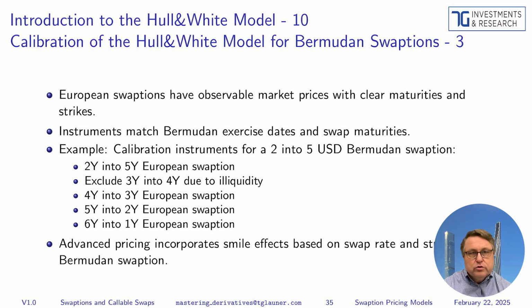We do not include the 3-year into 4-year European swaption, as we would need to interpolate, and that point is likely not very liquid. Remember, we need to price trades every day, and reliable market data is very important to avoid noise in the daily valuations. A 6-year into 1-year European swaption is the last point we use. For advanced pricing, the calibration can also incorporate volatility smile effects, as the strike of the Bermudan swaption does not equal the at-the-money rate of the European swaptions.